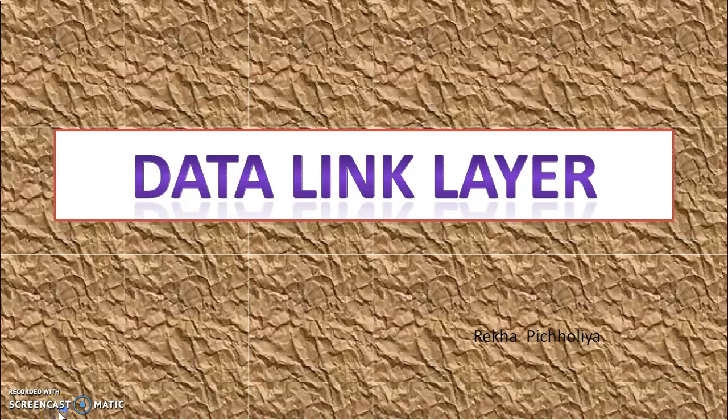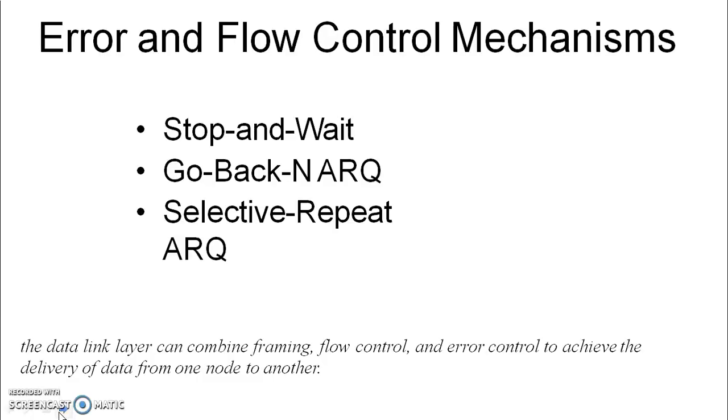So we are going to learn data link layer. Data link layer is the second layer of OSI model, which is majorly responsible for framing, error control and flow control. In this session, we are going to learn flow control mechanism of data link layer. So error control and flow control mechanism are the major parts. So we have got three major protocols: stop and wait, go back N ARQ, selective repeat ARQ. In this session, we are going to learn go back N ARQ.